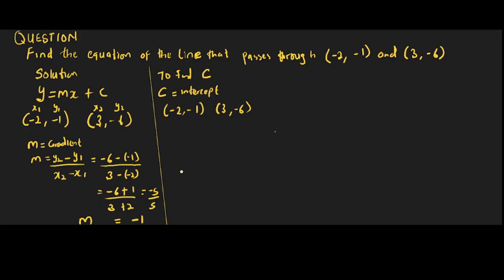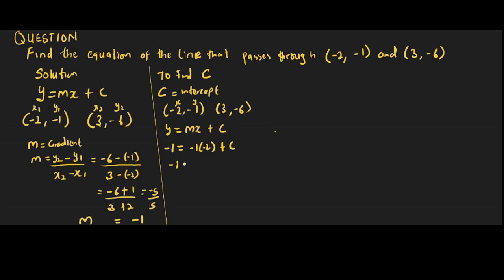Now this is the equation. We have y equals mx plus c. Now we already know what our m is. From here we take any of these points, x, y. Now I'm taking this first point, (-2, -1). So this -2 is x and this is y. Make use of it. That means our y is -1. Our m, which is our gradient, is -1. Our x is -2, plus c.